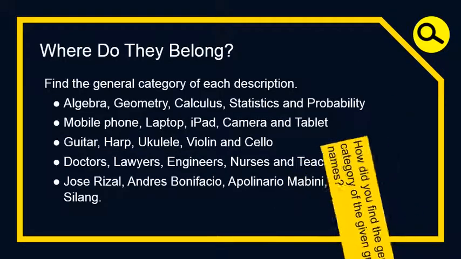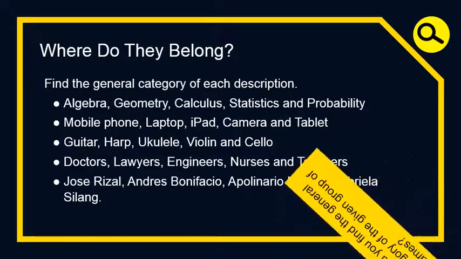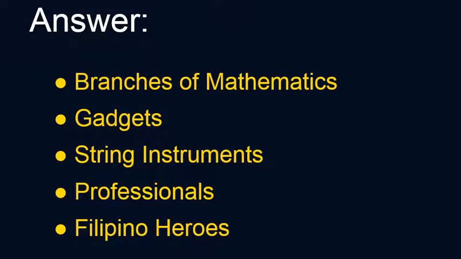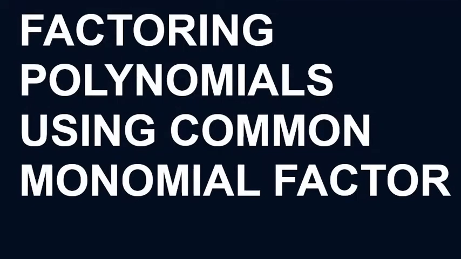How did you find the general category of the given group of names? To find the general category, you will discover that there are interconnected characteristics in each term that show commonality. The first type of factoring that you will encounter is factoring the greatest common monomial factor.